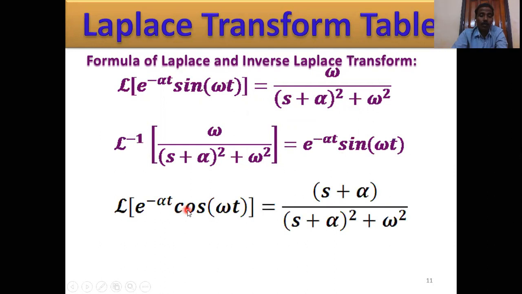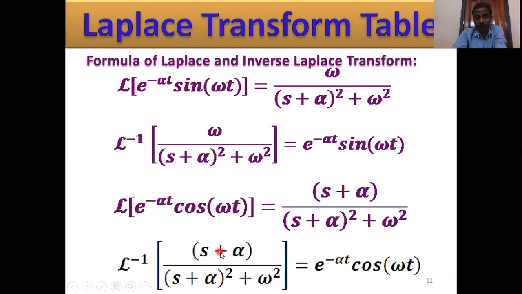And for the cosinusoidal function, Laplace transform of e to the power minus alpha t cos omega t equals s plus alpha divided by (s plus alpha) whole square plus omega square. And inverse Laplace of s plus alpha divided by (s plus alpha) whole square plus omega square equals e to the power minus alpha t cos omega t.